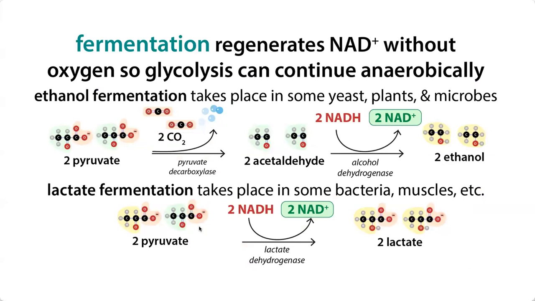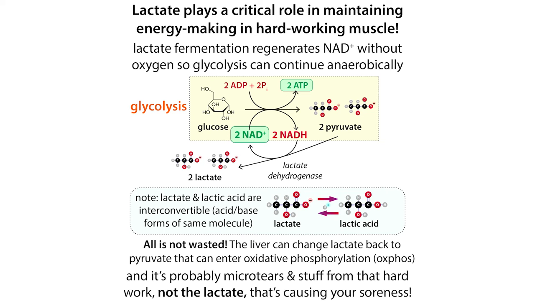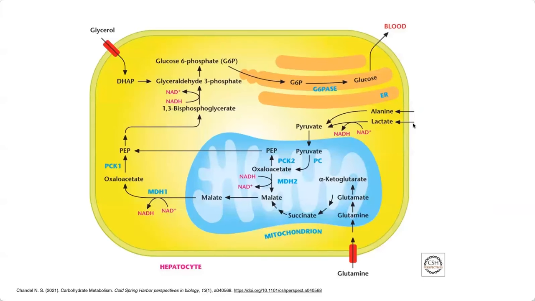And this is going to allow glycolysis to continue anaerobically. So we do lactate fermentation, but other things like yeast, plants, and microbes can do alcohol fermentation. In us, we're basically using lactate dehydrogenase, and we're generating lactate from pyruvate. That lactate can then travel through the blood into the liver. And in the liver, you can do gluconeogenesis, so the liver can take that lactate, convert it back to pyruvate, and that pyruvate can then be used to generate more glucose, which can be sent back to your muscle cells so that they can keep going.